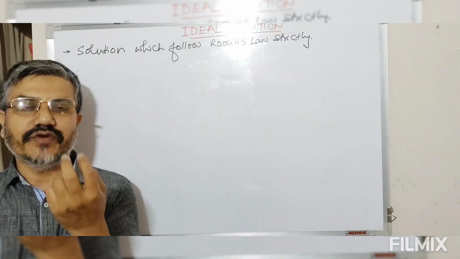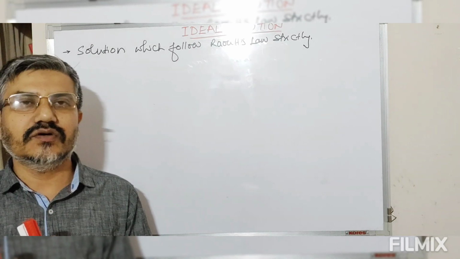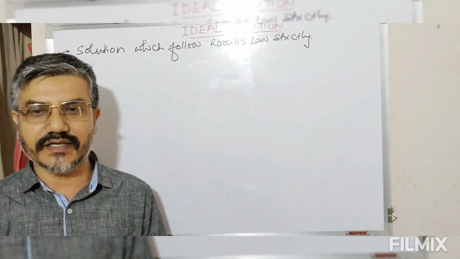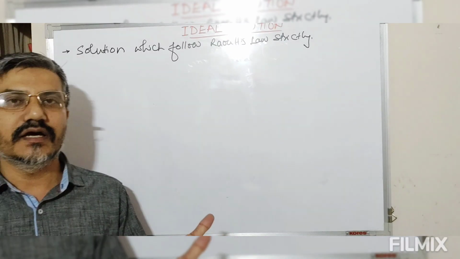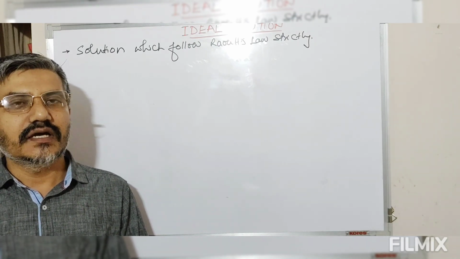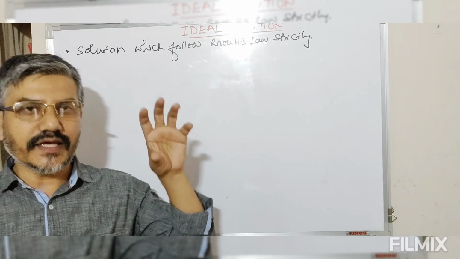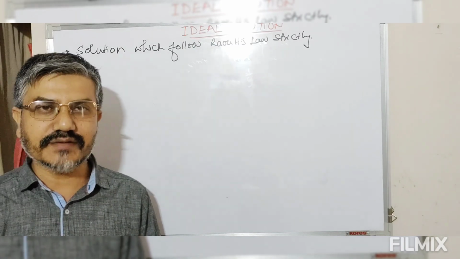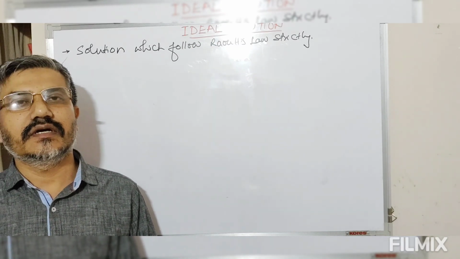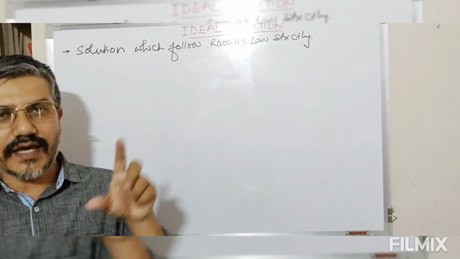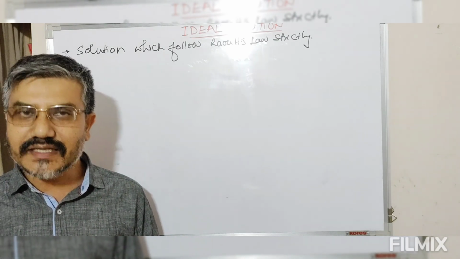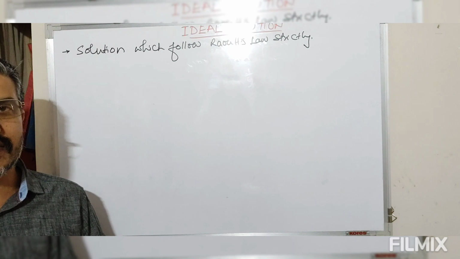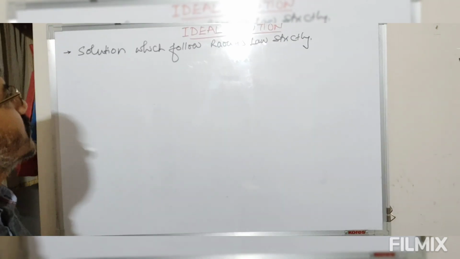That means we have two components A and B. Now the molecular size and shape of A and B are approximately same or nearly identical. If identical, well and good. If not, they are nearly identical. Second, the interaction between A and A molecules and the interaction between B and B molecules are nearly same, and the interaction between A and B molecules is also approximately same. If these conditions are satisfied, then the solution is said to be nearly ideal solution.